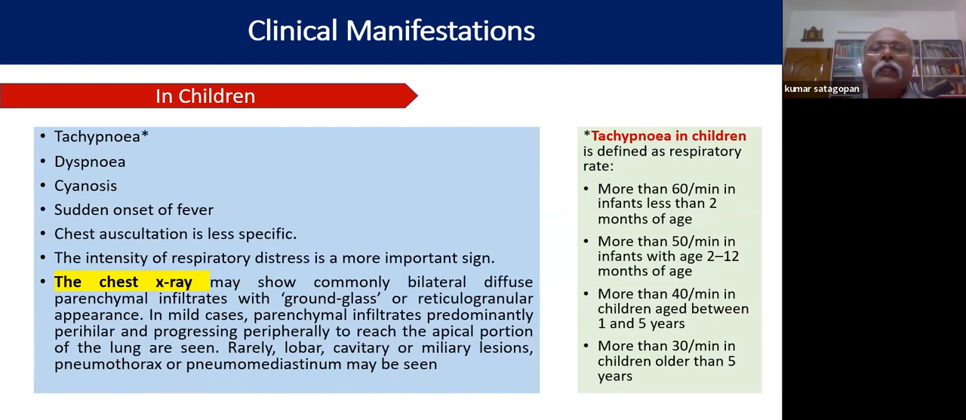So in children, what is seen: tachypnea, dyspnea, cyanosis, sudden onset of fever. Auscultation, as I already told you, is less specific. The chest X-ray shows diffuse ground glass opacity, or reticular nodular pattern. So it could be ubiquitous. Anything can be there. In mild cases, parenchymal infiltrates are predominantly perihilar, progressing peripherally to reach the apical portions of the lung. Usually you don't see a cavity or miliary lesion. Pneumothorax and pneumomediastinum can be seen.